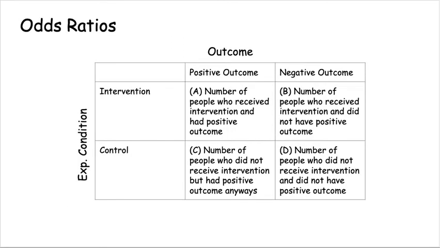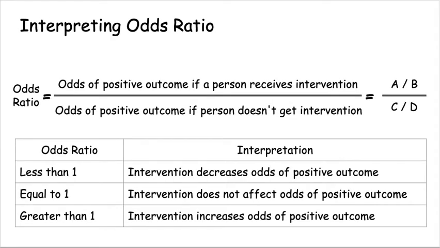Suppose a study has two experimental conditions, the intervention and control, and two possible outcomes. Each person in the study falls into one of four possible boxes. They either got the intervention or they didn't, and they either had a positive outcome or a negative outcome. The odds ratio gives us the effect size of the intervention by comparing the odds of having a positive outcome based on whether a subject did or did not receive the intervention.